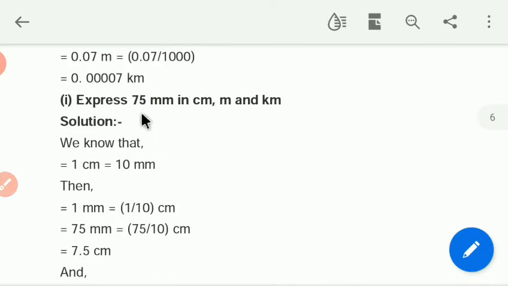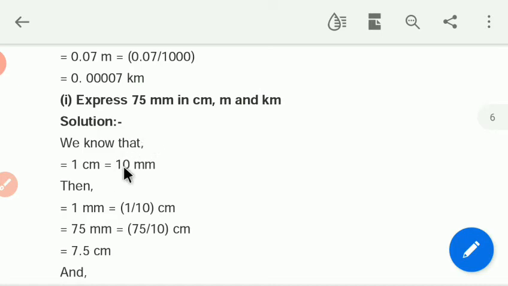Second one, express 75 millimeter in centimeter, meter and kilometer. So it is already given in millimeter. So first we have to change into centimeter. It means first we'll see the relation between millimeter and centimeter. We know that 1 centimeter is equal to how many millimeter? 10 millimeter. But we have to change from millimeter to centimeter.